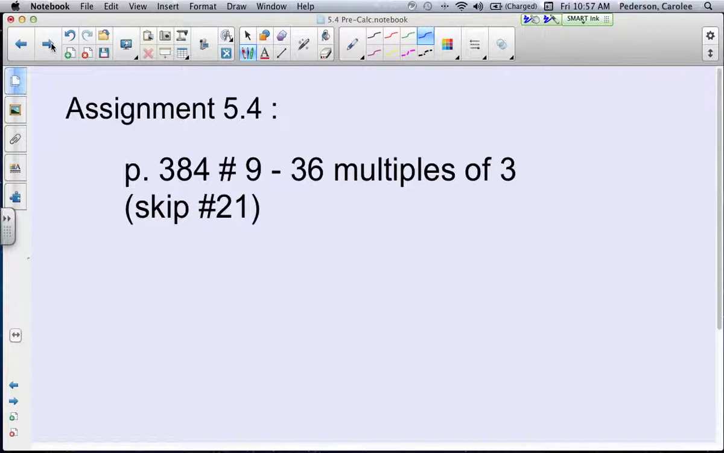This is your assignment for 5.4, page 384, 9 through 36, every third question. And then also you can skip question 21.